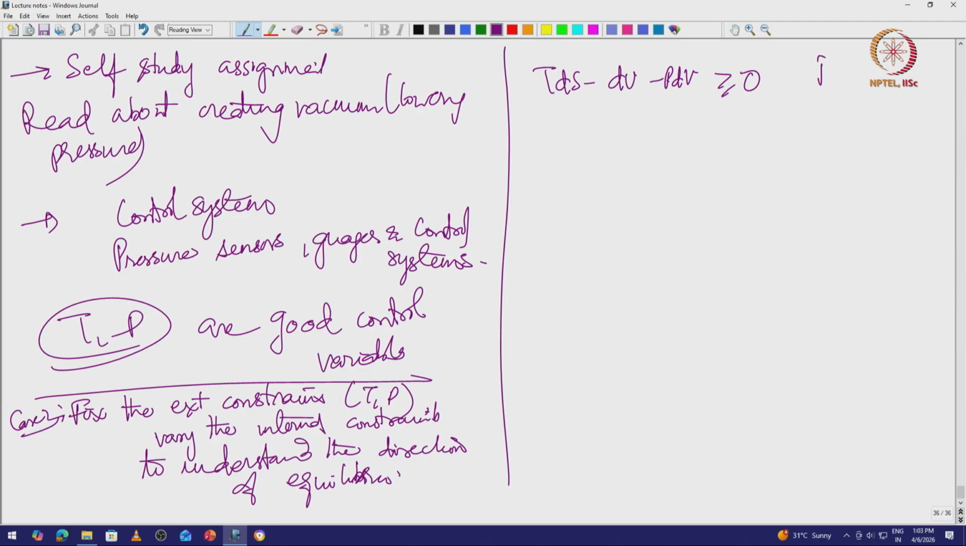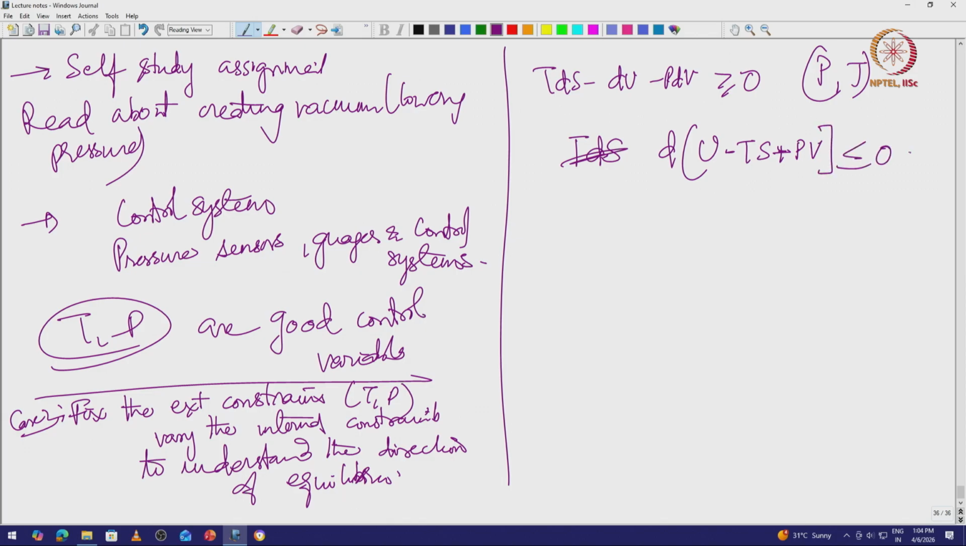But now I fix temperature and pressure. So, this equation then becomes, right, P is a constant. So, this then becomes dU minus T dS plus P dV, right, that is less than or equal to 0.